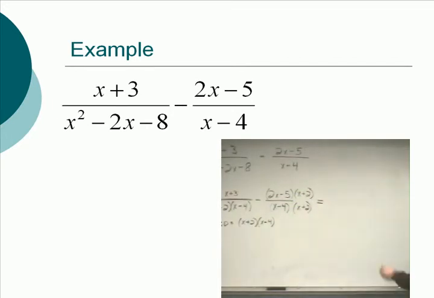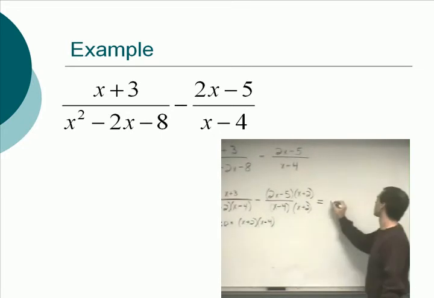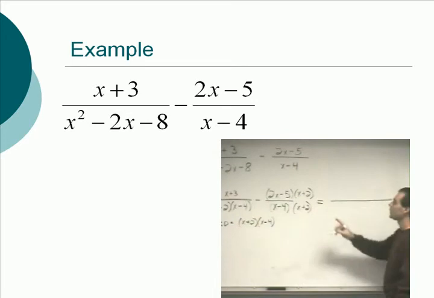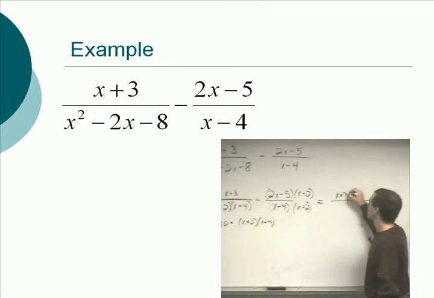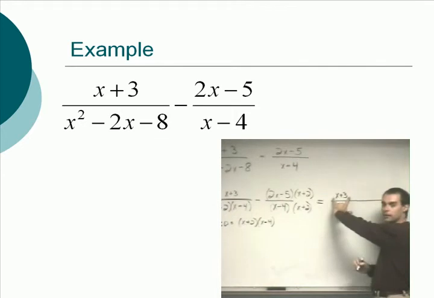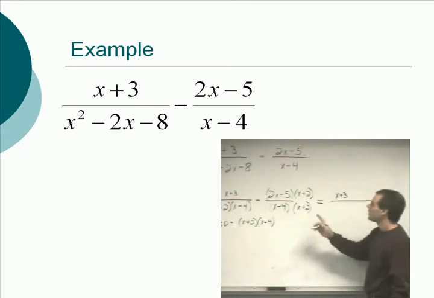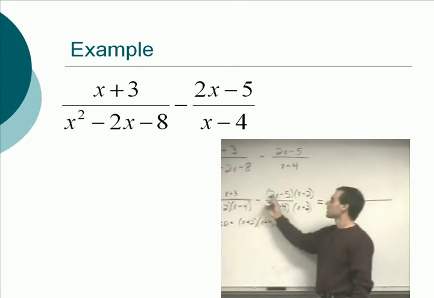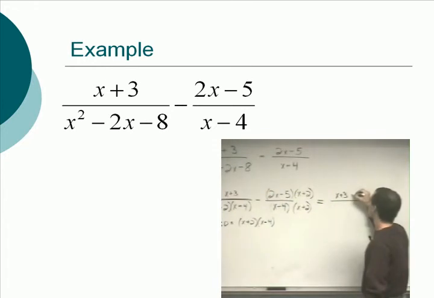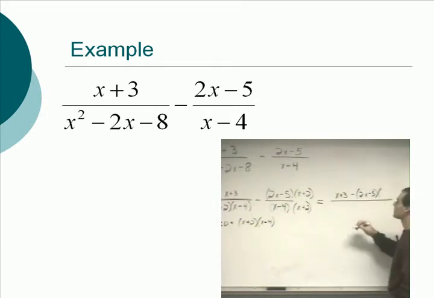Now we've got a common denominator. We can now rewrite this as first term is x plus 3. Is there any need for parentheses around that x plus 3? Not really. It's not being multiplied by anything. It's standalone. But what we do need to do is this. We need to take a negative sign and make sure that it gets distributed right here. Minus 2x minus 5 times x plus 2. All over x plus 2, x minus 4.